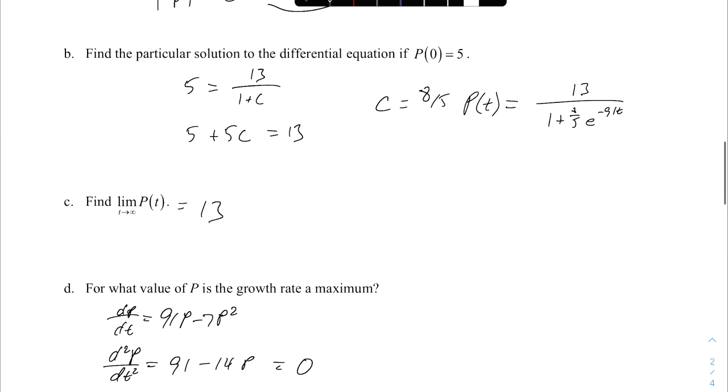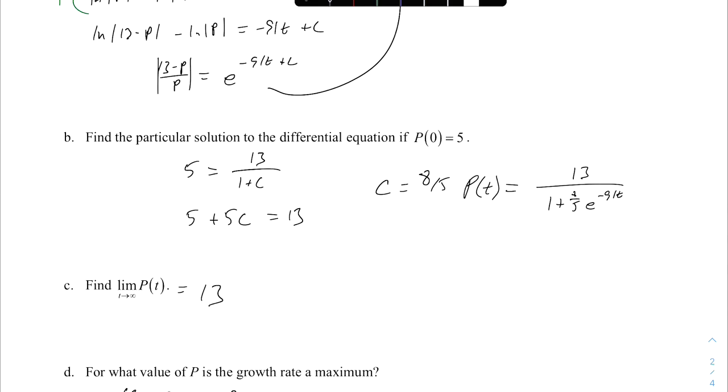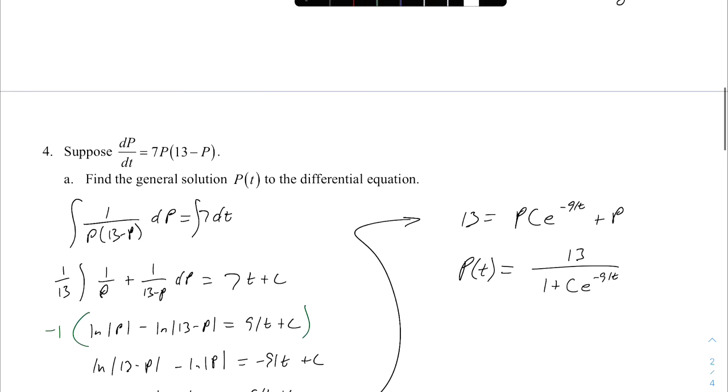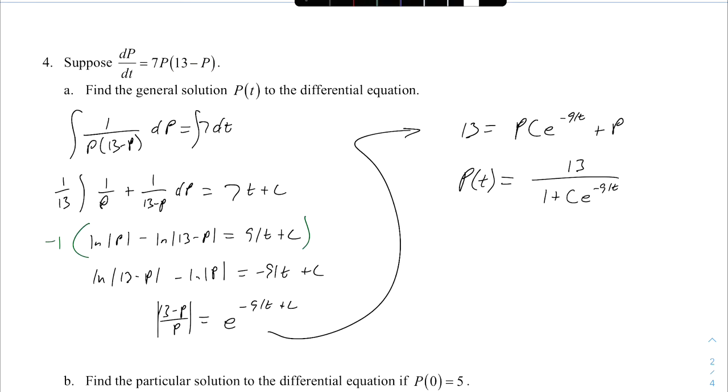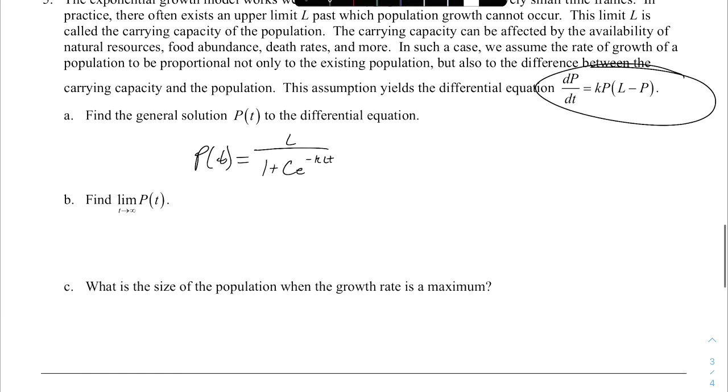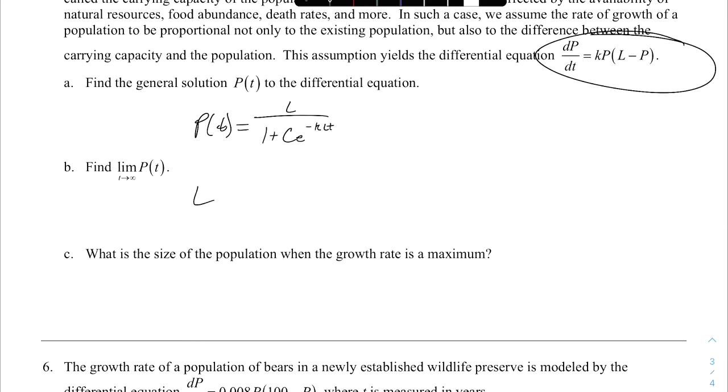Okay, the limit as I approach infinity. Well, it was just 13. I saw the 13 up there. I also saw the 13 as the L value. That is all it is. It is just L. And when it was a maximum, it was 13 over 2, so L over 2.